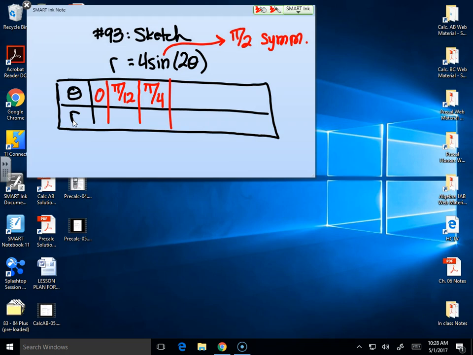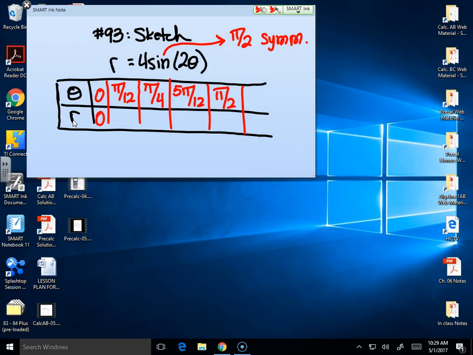I don't like pi over 3s. If I plug in 5 pi over 12 times 2, that'd be 5 pi over 6. That would be another nice one. I like pi over 6s. We haven't gotten very far in the unit circle, but hopefully this will help me see what's going on. So if I plug in 0, I'm going to do it pretty quickly just for answering your guys' question. Sine of 0 is equal to 0.